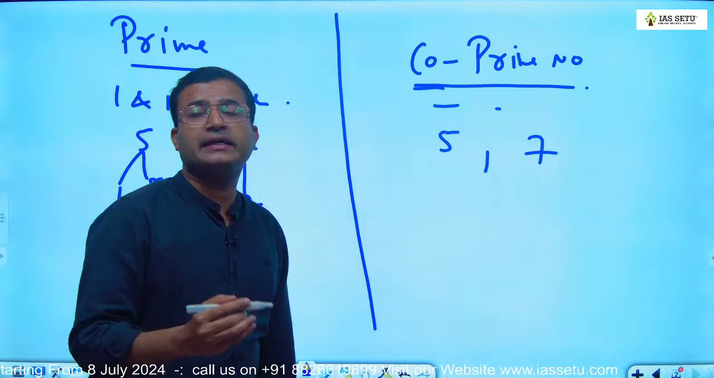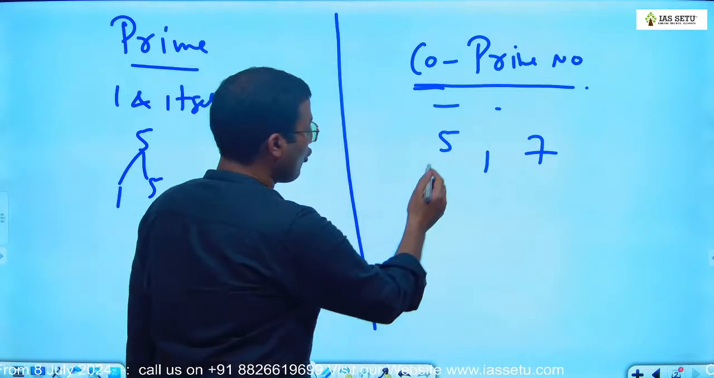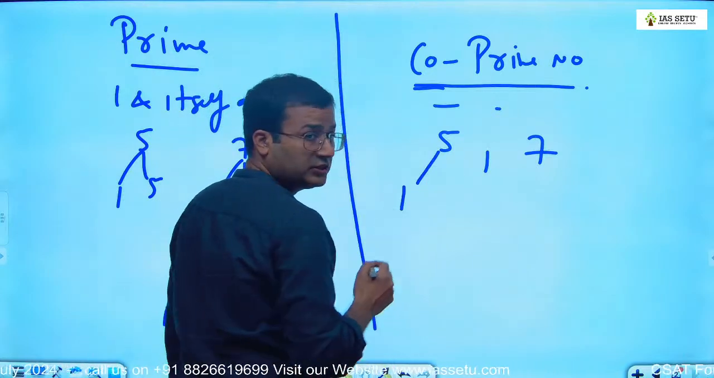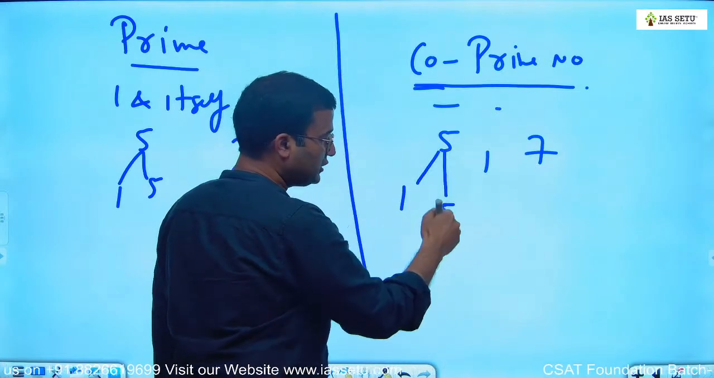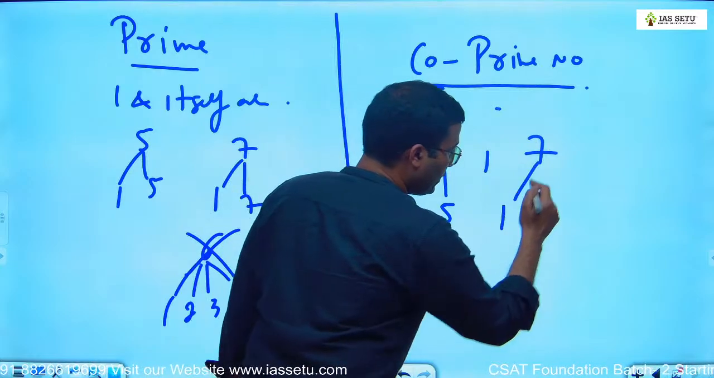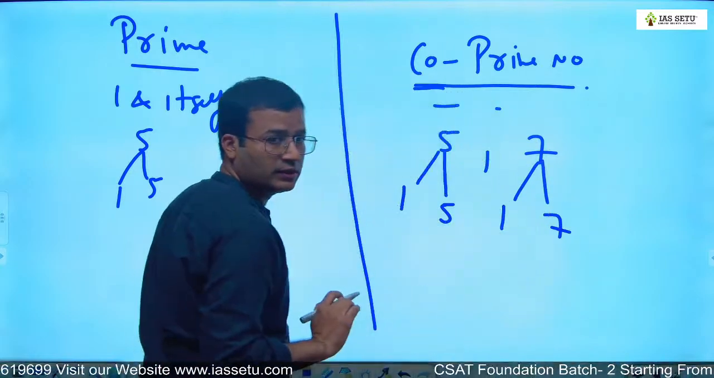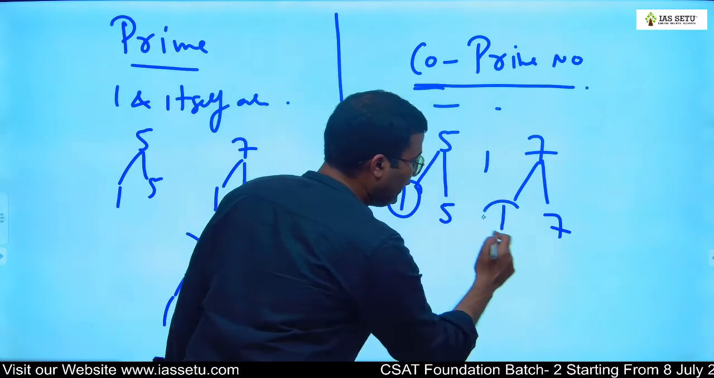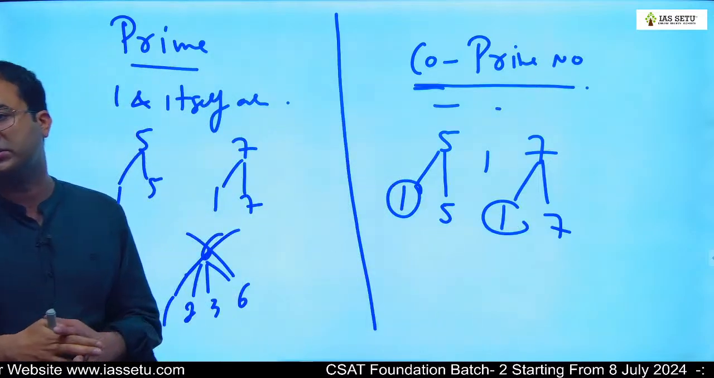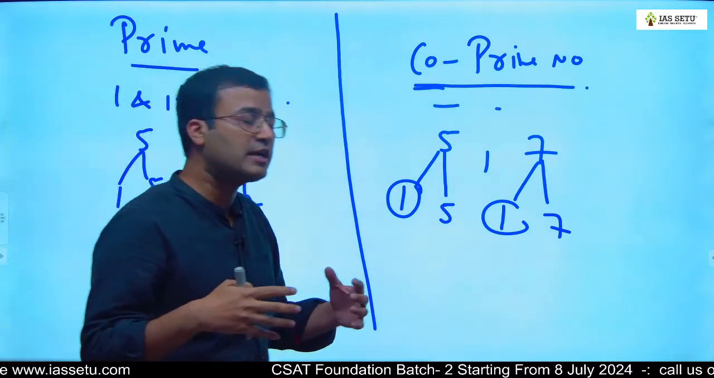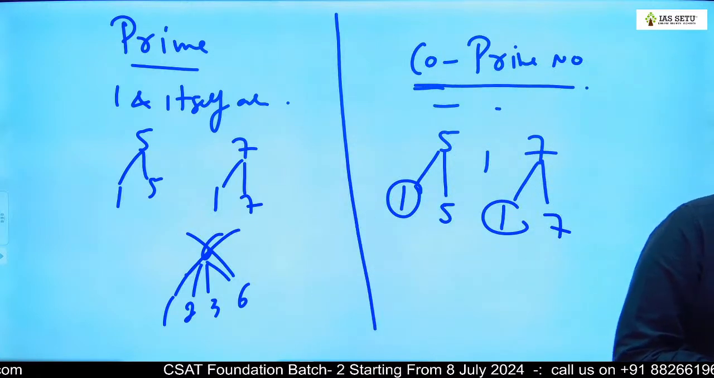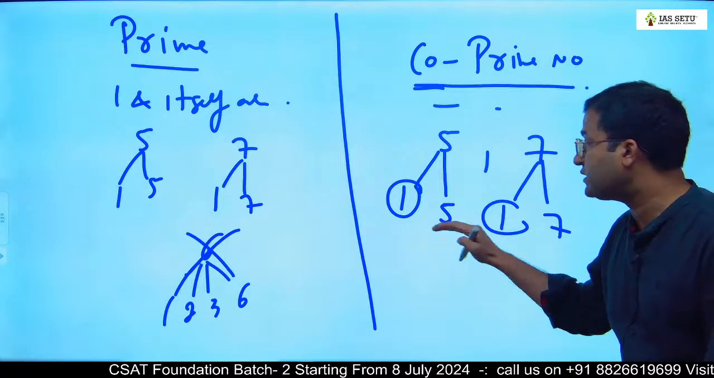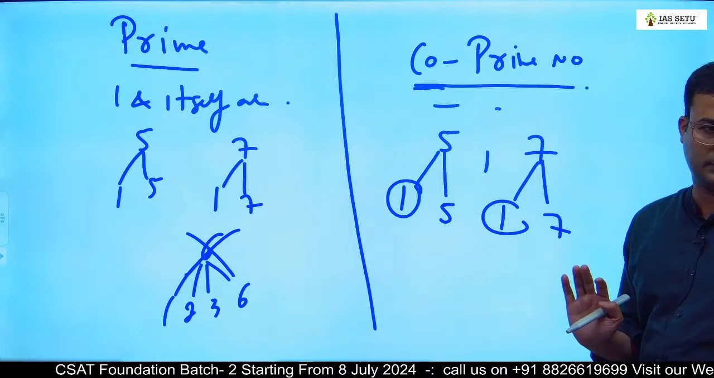And factors I take like relationships. Here 5 has relationships with 1 and with 5, and 7 has relationships with 1 and 7. So they have one common relation. Here one common relationship, and themselves. So they have only one as a common relation, or they have only one as a common factor. So 5 and 7 are co-prime to each other.